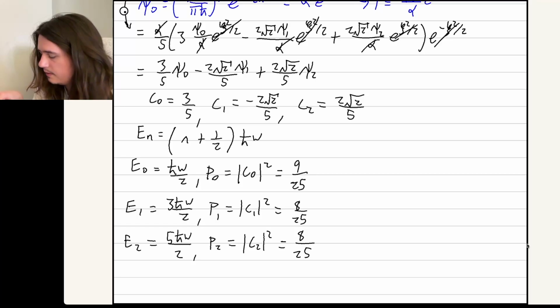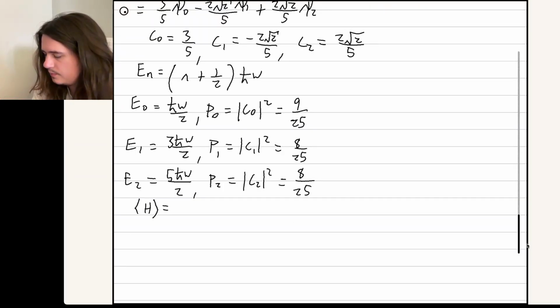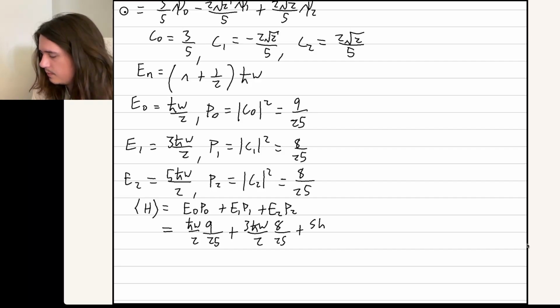Finally, the expectation value of the energy, H, will be E0P0 plus E1P1 plus E2P2. So it's h bar omega over 2 times 9/25, plus 3 h bar omega over 2 times 8/25, plus 5 h bar omega over 2 times 8/25.